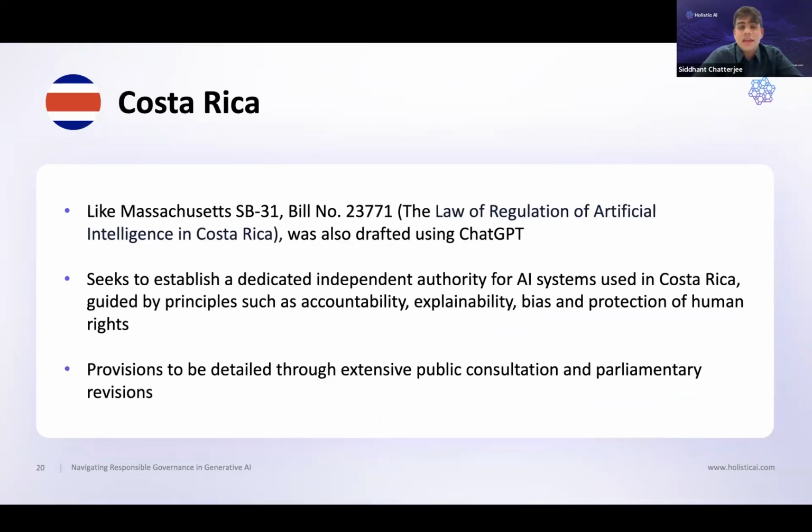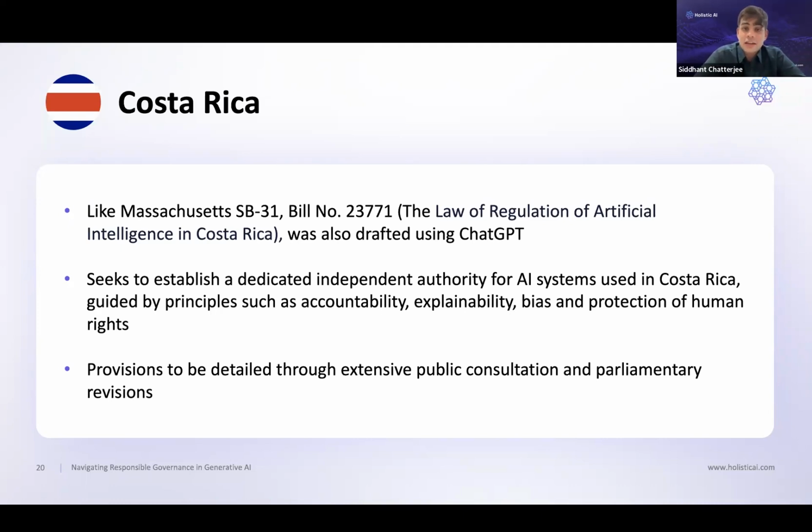A leader in AI regulation in the Latin America region, Costa Rica was also the first country in the region to develop a national strategy on AI. Following closely on the heels of this particular strategy this year, in May, Congresswoman Vanessa Castro introduced Bill number 23771, or the law of regulation of artificial intelligence in Costa Rica's national legislature.